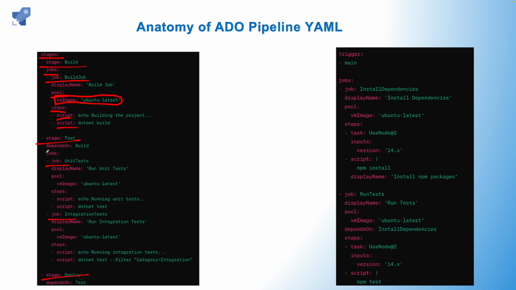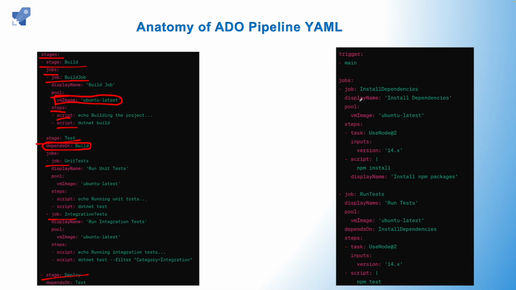And if you have noticed, there's another keyword, depends on build. This causes these stages to run sequentially. So test will not start until build is successfully complete. If you don't have depends on, these two can go in parallel.